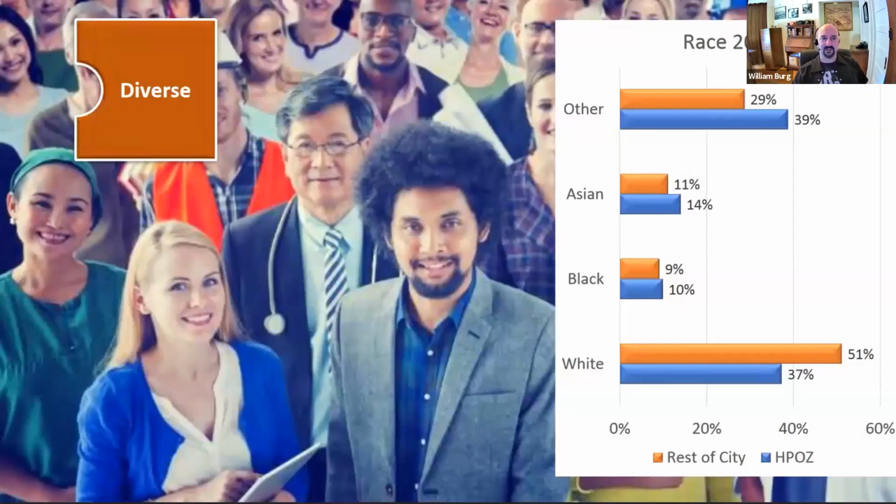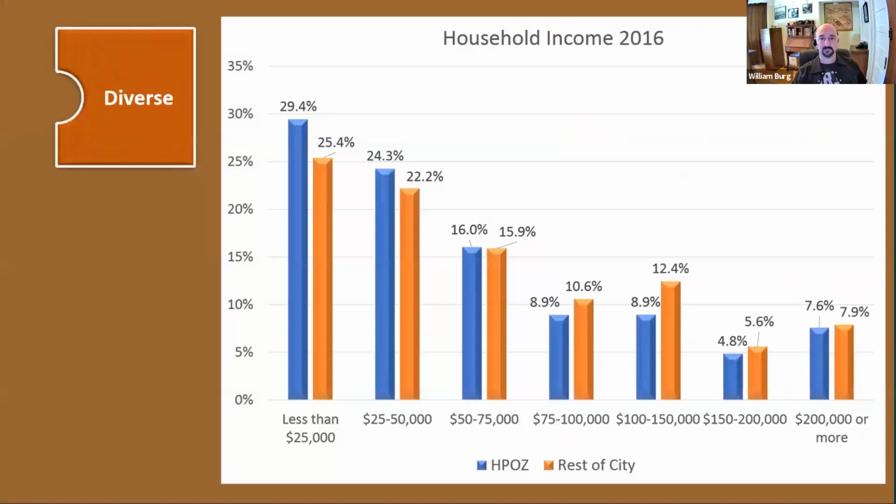I also found that these were among the most diverse neighborhoods in Los Angeles, and generally people who lived in HPOZs were less likely to be white than in the rest of the city. So historic preservation doesn't necessarily cause displacement of communities of color. Household incomes were pretty close to each other, whether you were in an HPOZ or not. So the idea that these are enclaves of the wealthy is not necessarily the case in Los Angeles. And you can see generally people in HPOZs make a little bit less, not a lot less, but they're pretty comparable.